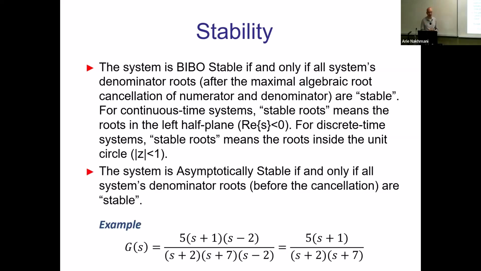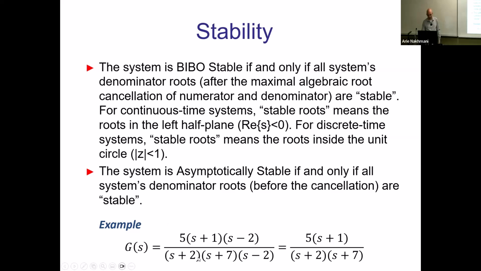So here is an example. Let's talk about that example. Let's say you have some transfer function. I already made a factorization of both polynomials for convenience. And clearly you can see that s minus 2 is cancelled here, right? And you get a simplified transfer function of lower order.